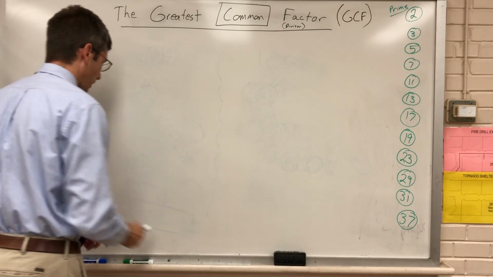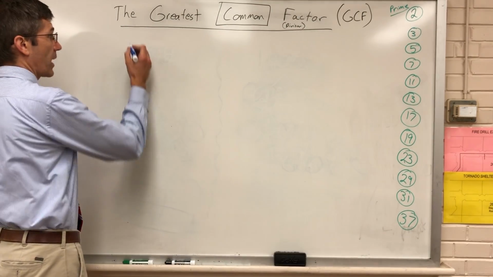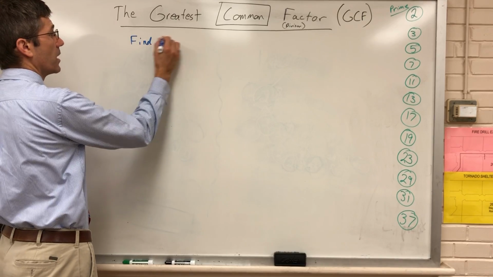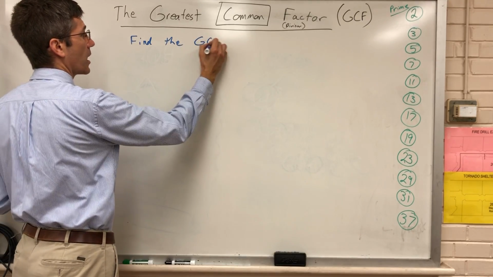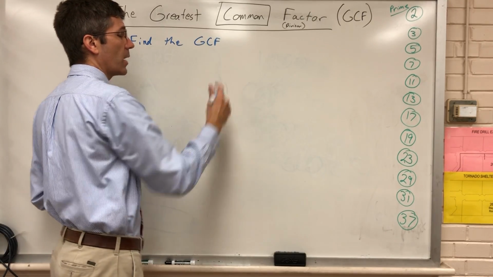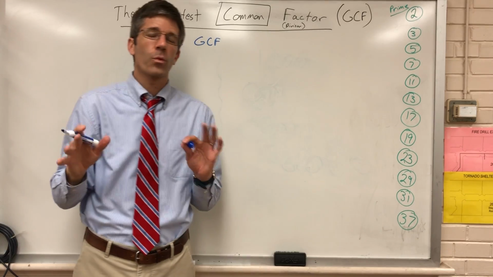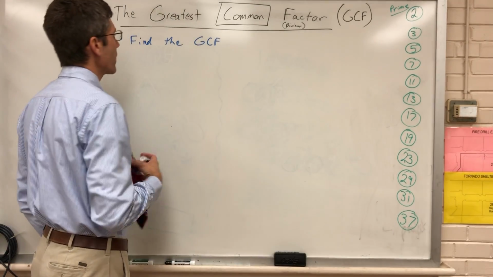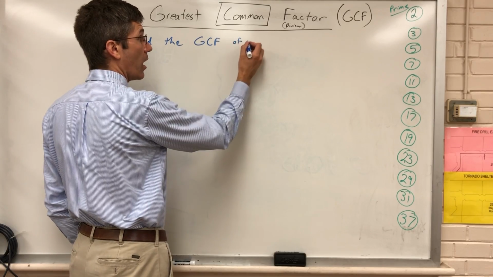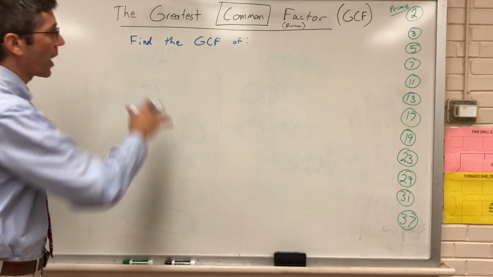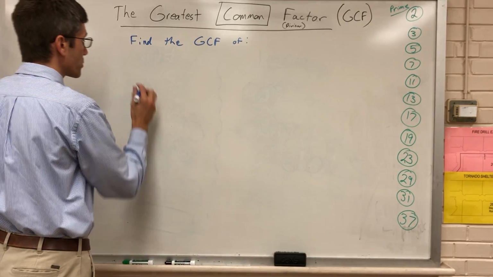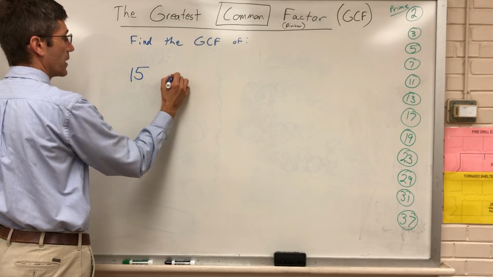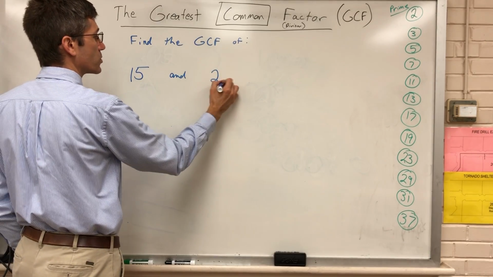And I'm going to find the greatest common factor, and here's the directions. Find the greatest common factor. I used to word it as "between," but then people think it's between the two numbers, and that's not necessarily the case. Find the greatest common factor of, so here we're going to do several problems, and those are our directions. So the first one's going to be 15 and 20.